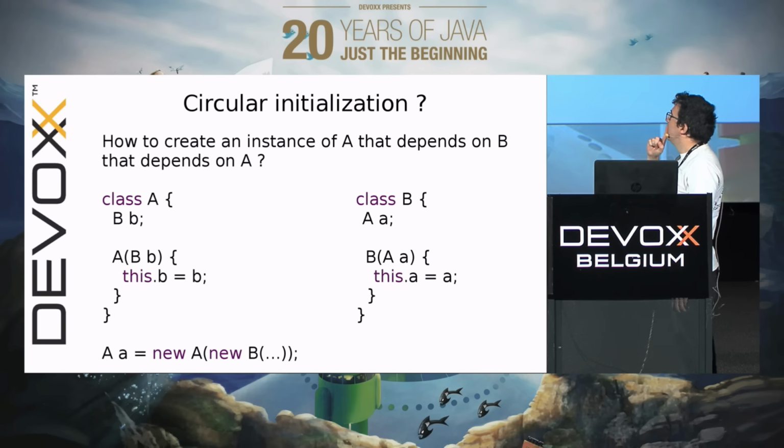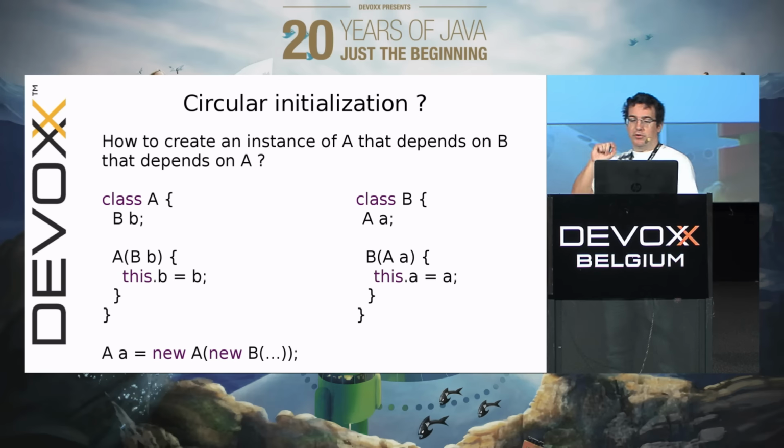There's a trick. When you are inside a constructor, you know this, and you are not fully initialized. So basically, the idea is inside the constructor, you can call the other constructor and send your reference. The nice way to implement that is to use a lambda.